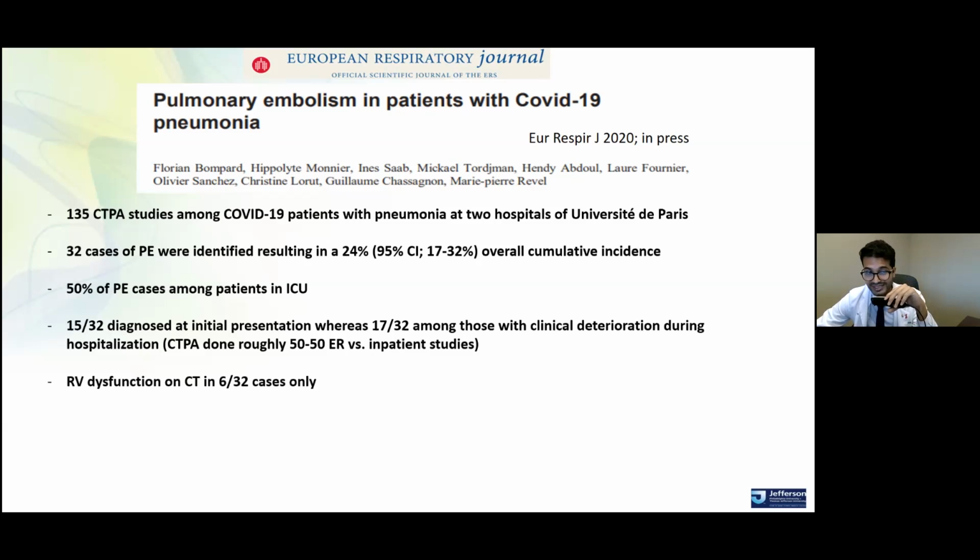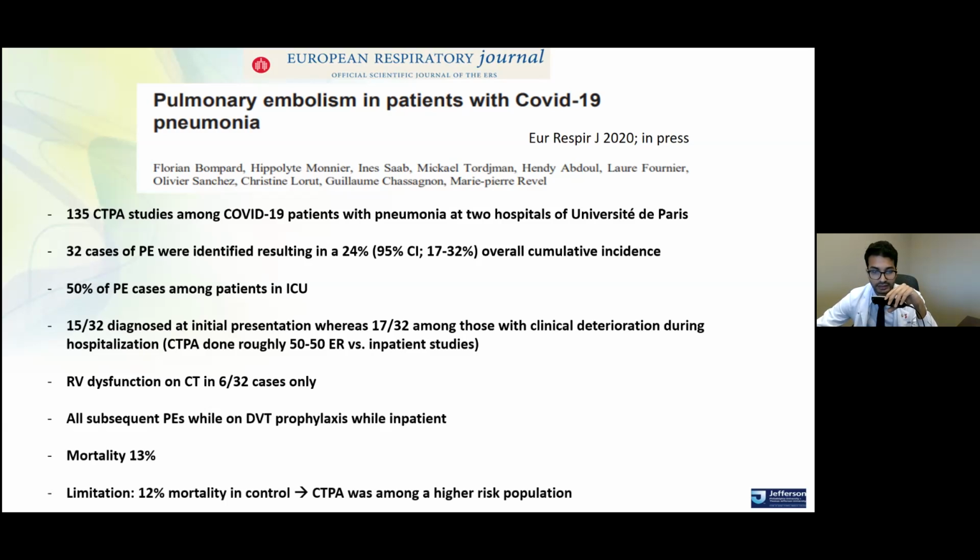RV dysfunction was only seen in 6 of the 32 cases, so it wasn't apparent in most of the cases. And I think we can't really use it to predict whether patients would have pulmonary angiopathy or microangiopathy or microthrombosis in these cases either. All subsequent PEs were among patients who were on DVT prophylaxis while inpatient. The mortality was pretty high within this group, really 13%. It's important to realize that the control also had a mortality of 12% in this group. So I think the CTPA was done among a higher risk population.